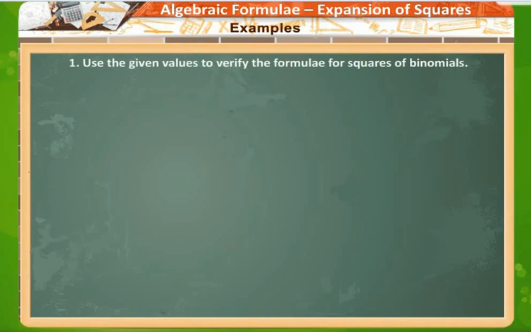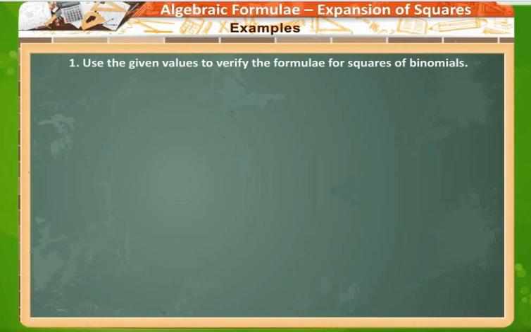In the previous class, we have studied the formulas. A plus b the whole square is equal to a square plus 2ab plus b square. A minus b the whole square is equal to a square minus 2ab plus b square. Both the formulas are similar, the only difference is the sign. If it is a plus b the whole square, we will apply plus 2ab. If it is a minus b the whole square, we will apply minus 2ab.